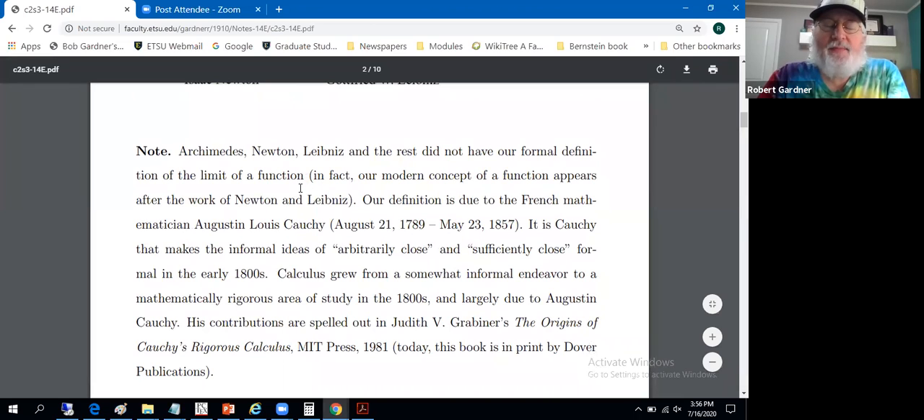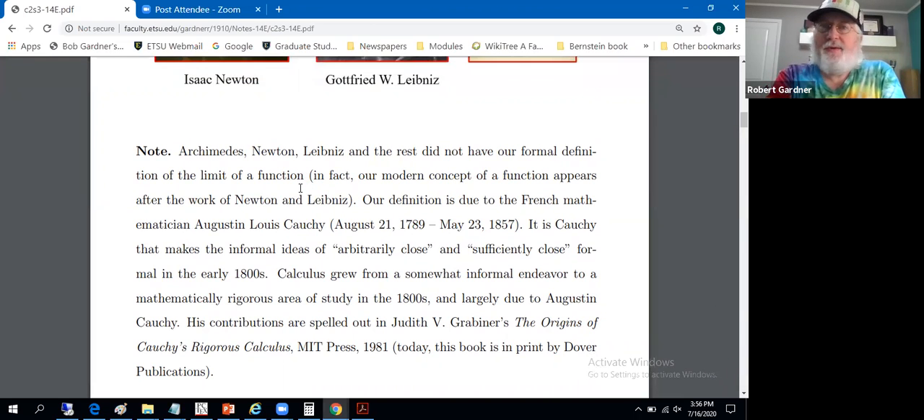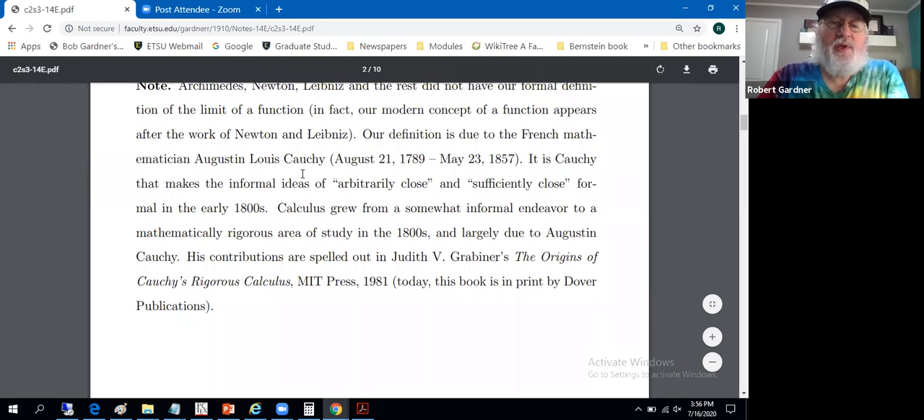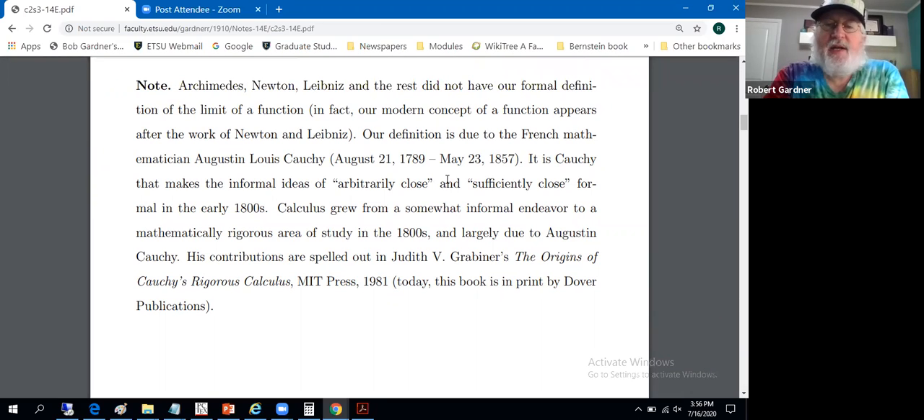Now, the type of calculus Newton and Leibniz did, and certainly the type of calculus Archimedes did, is not the kind of calculus we're going to do in Calculus 1. It wasn't clean, rigorous calculus. The stuff we're about to do, you can credit to Augustin Louis Cauchy. His work dates from the 1800s, probably about 1820, when a lot of Cauchy's work relevant to what we're about to look at was done. It's Cauchy who makes the informal ideas of arbitrarily close and sufficiently close more formal.